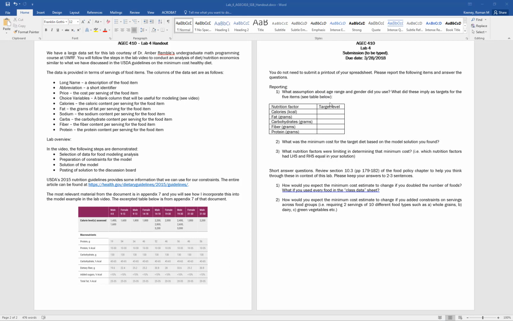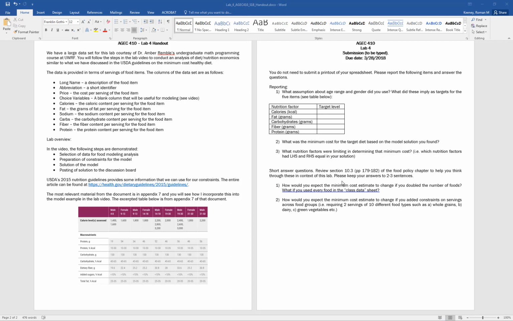You need to tell us what your assumptions were, right? Including what the target level for these things are. And by target level, I mean that minimum. We need to know what the minimum cost of your target diet or the solution diet was, right, from the spreadsheet. And then just like when I said protein and calories were the targets that I just met, you're going to tell us which nutrition factors were limiting in making that low cost.